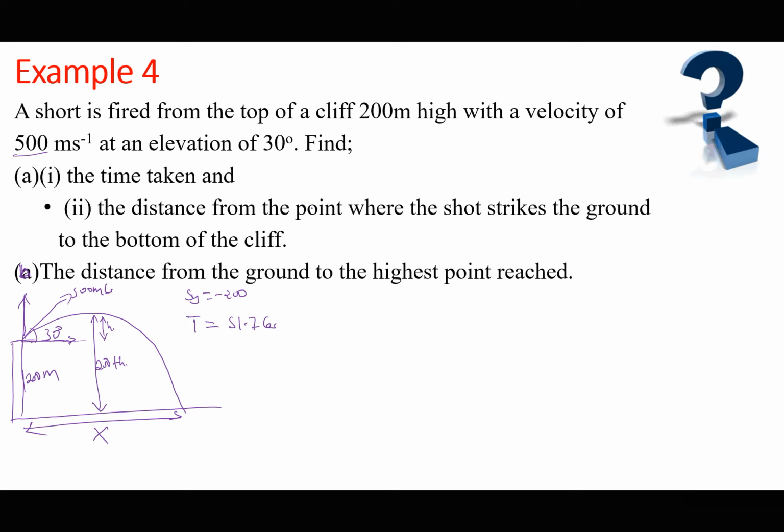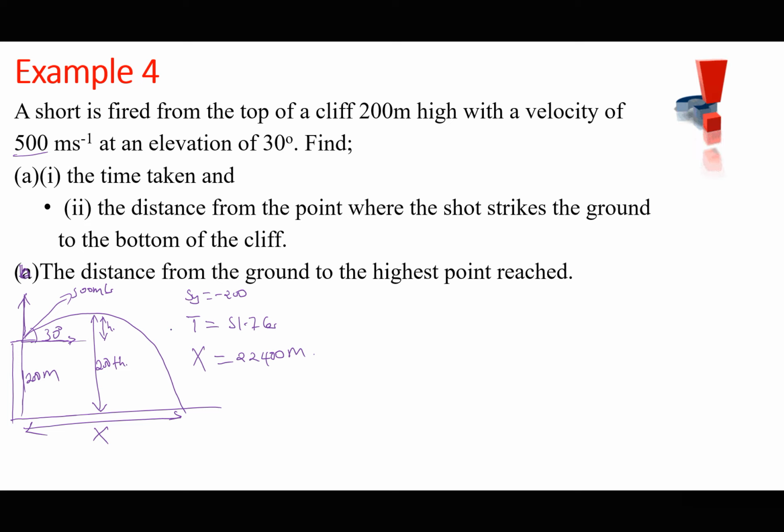Then the distance, I'll check the distance. Of course, the distance from the point where the shot strikes the ground to the bottom of the cliff, that is the horizontal distance. I've called it x. I'll just check with my calculator. Okay, so following from example 3, you should be able to get a distance of approximately 22,400 meters to three significant figures.